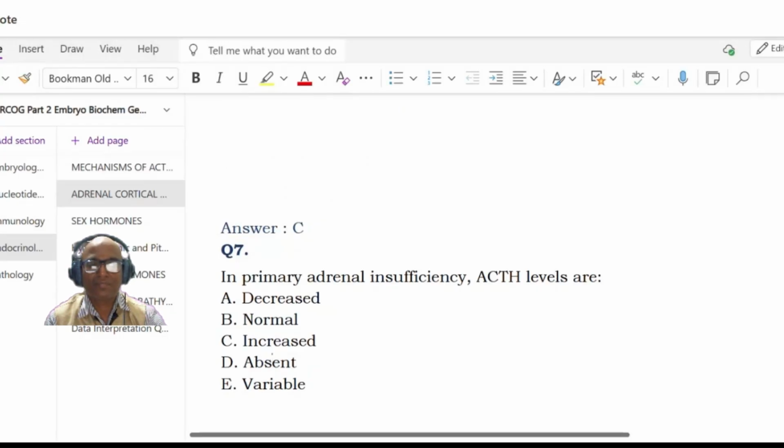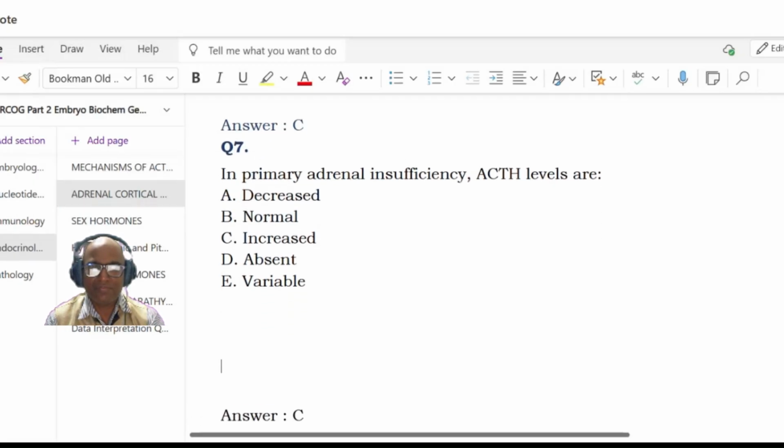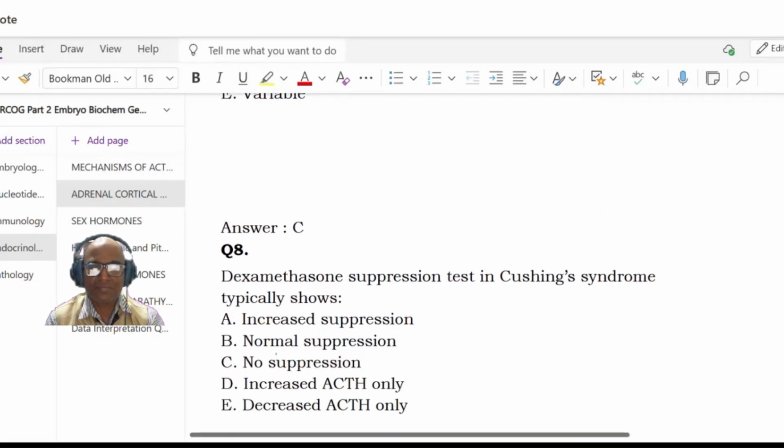Question seven, in primary adrenal insufficiency, ACTH level can be: decreased, increased, absent, or variable. In primary adrenal insufficiency, ACTH will be increased. Correct. Dr. Sansi, will you answer the next questions? Yes, sir. Dexamethasone suppression test in Cushing syndrome typically shows: increased suppression, normal suppression, no suppression, increased ACTH only, or decreased ACTH only.